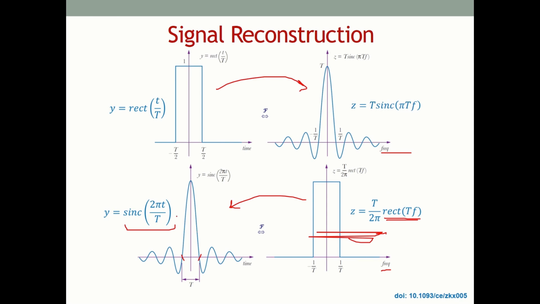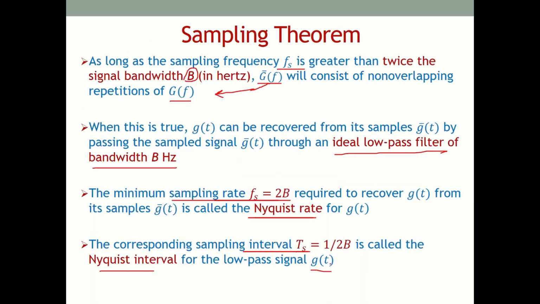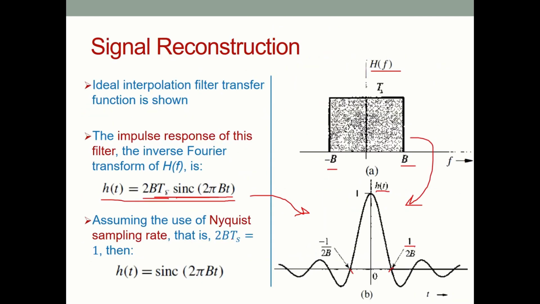When we substitute these values, we get a sinc function that has 2bt, and it has sinc 2 pi bt, and that plot looks like this. So assuming the use of the Nyquist sampling rate, which means that Ts is equal to 1 over 2b, if we substitute that over here, this term becomes 1, and we are left with the impulse function.